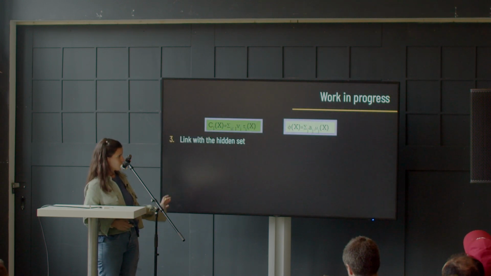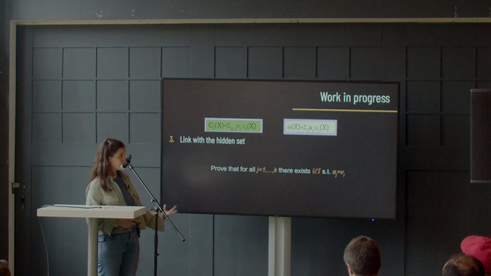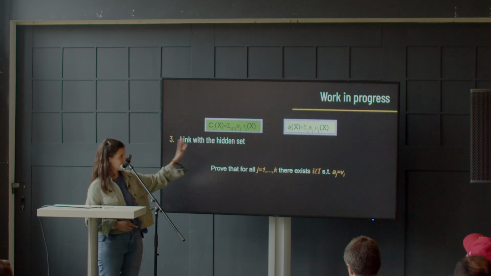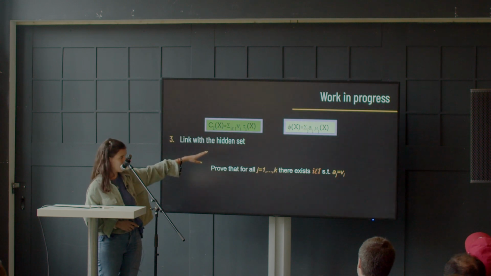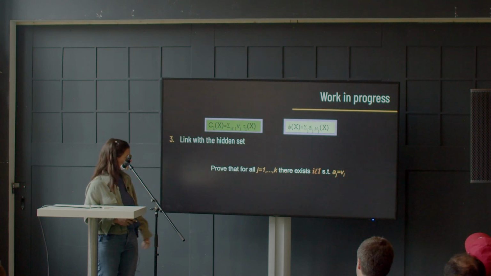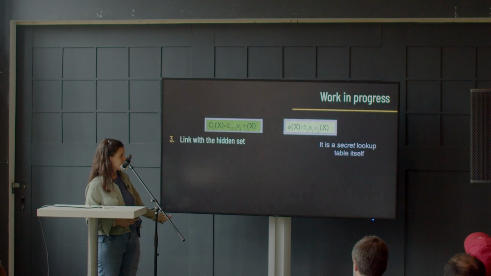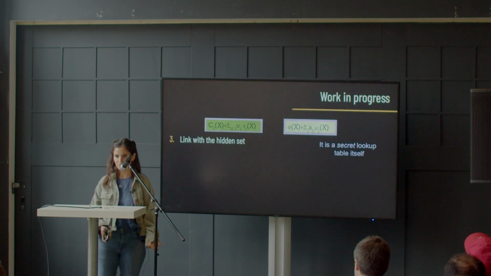So we have two polynomials. We have two polynomials that are called vectors that we want to link. What we want to prove is that everything that is in your right side, so all these a's, are actually the same as one of the b's in the left. So everything that is there has been taken from here. And this is nothing but a lookup table itself, right? This is exactly what lookup tables do.